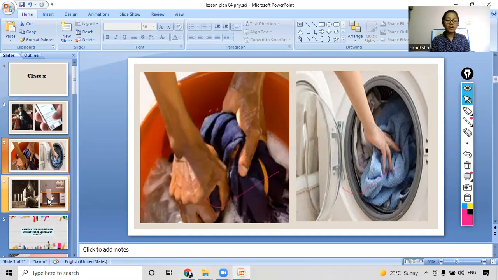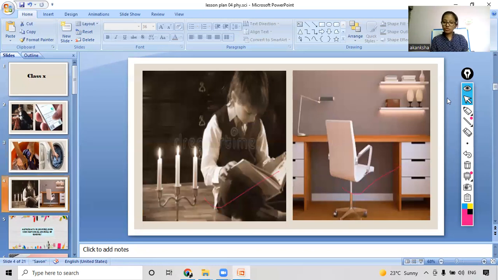Now coming to the third picture. What do you notice in the third picture? We can see that a boy is reading under a candle. But in the second one, they are again using electricity to light up tube lights or lamps to study.